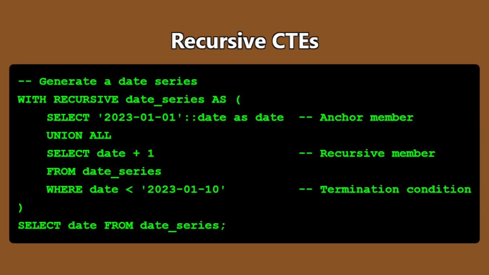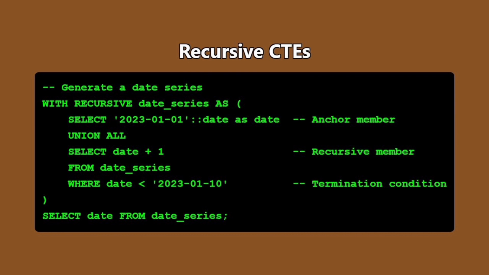The next example shows a recursive CTE that generates a series of dates. It has two main parts: the anchor member, the non-recursive term that forms the base of the recursion. Here we are starting with January 1st, 2023. The recursive member references the CTE itself. Each iteration adds one day to the previous date. The recursion continues until the termination condition is met, in this case, when the date reaches January 10, 2023. This approach is much cleaner than creating a temporary table with a loop in a stored procedure.